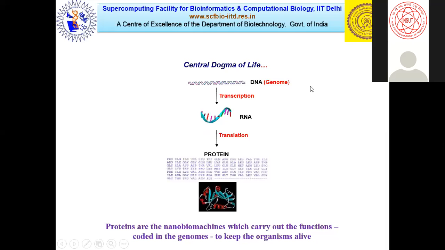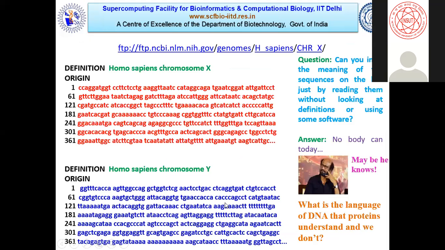I've been saying something about DNA to protein and drug molecule, etc. I'm assuming that all of you are aware of the central dogma of life, which is genome, transcription, RNA, translation, protein, and 3D structure. And this is our drug target, right? Most of the time. Proteins are the nanobio machines which carry out the functions that keep us alive. So we are focusing on this part, right?